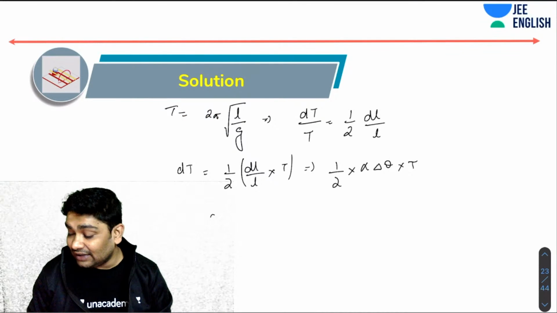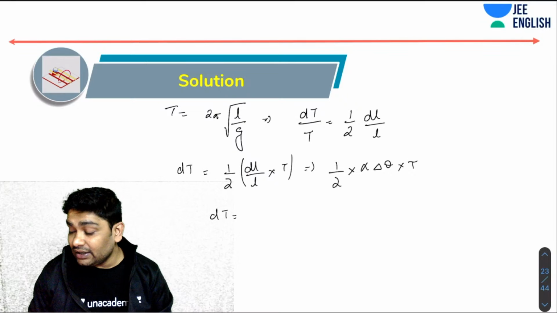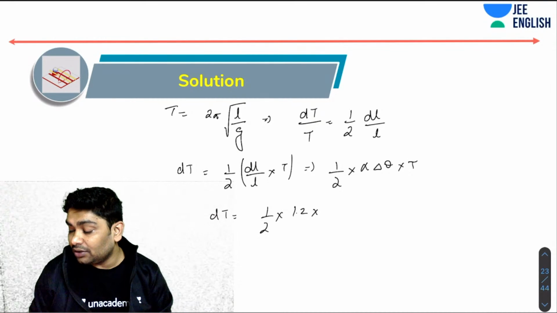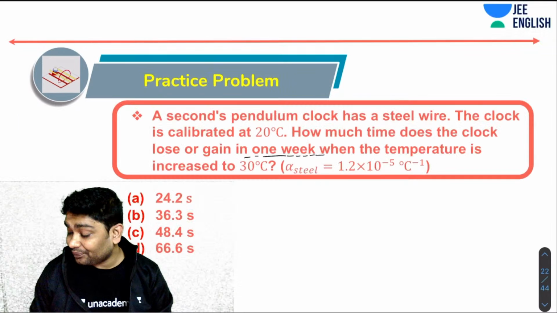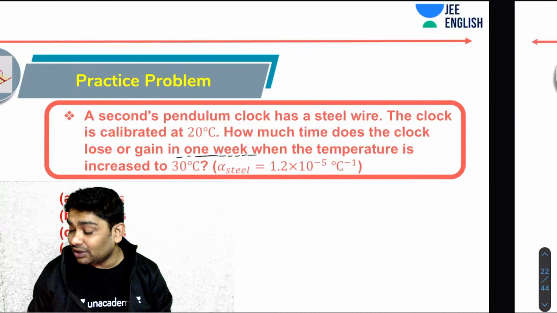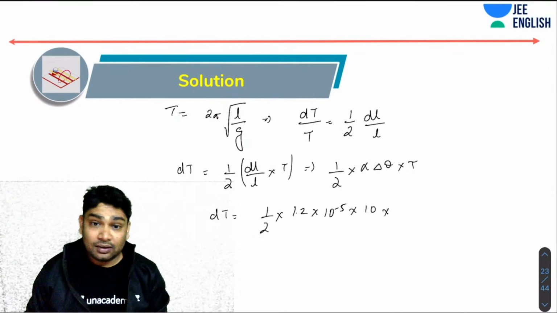So I will find that dt, or the change in time period, would be half into alpha, which is 1.2 into 10 to the power of minus 5, into delta theta, which is 10, I think. Yeah, from 20 I'm taking it to 30, into the time in.